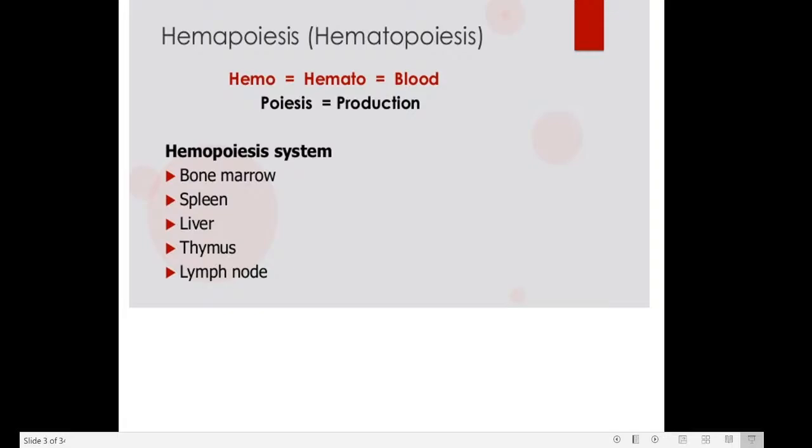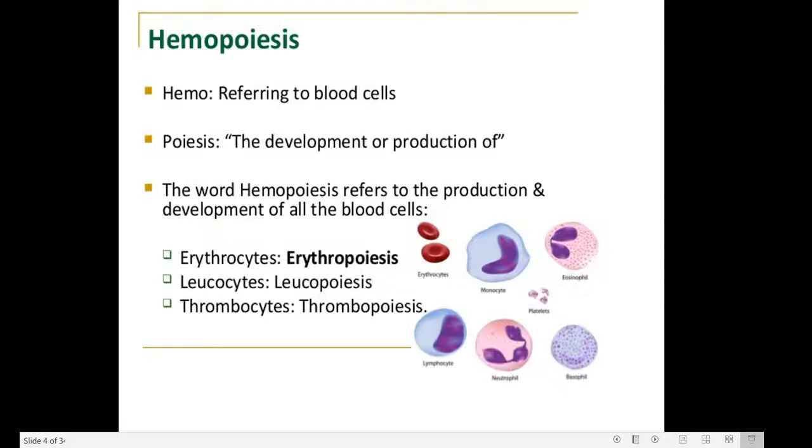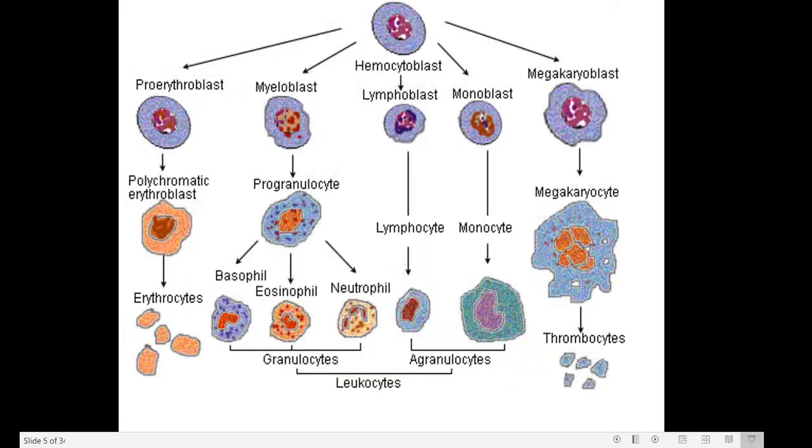Next, the erythrocyte production process is called erythropoiesis. The leukocyte production process is called leukopoiesis. Thrombocyte production is called thrombopoiesis. So this is the common thing which helps us understand the function of the blood cells. The source determines the function.